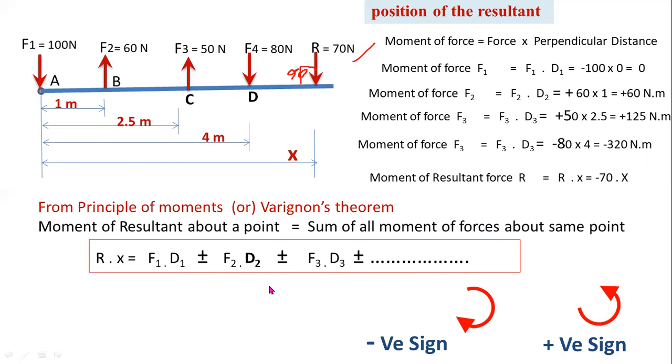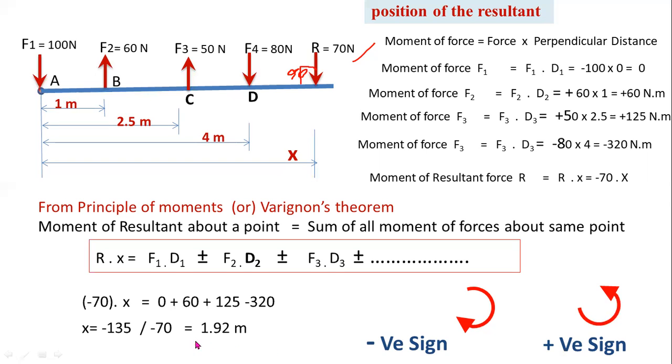Now here, this minus 70 into x is the resultant moment equal to 0 plus 60 plus 125 minus 320. These 4 are the individual moments. From this equation, we can calculate the value of x. X equal to minus 135 divided by minus 70. So x equal to 1.92 meters.